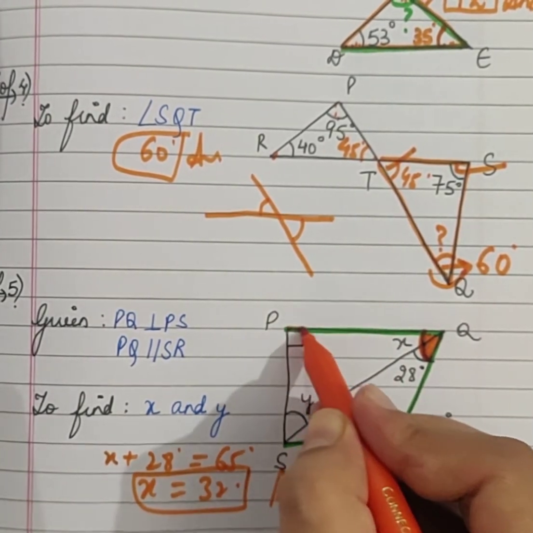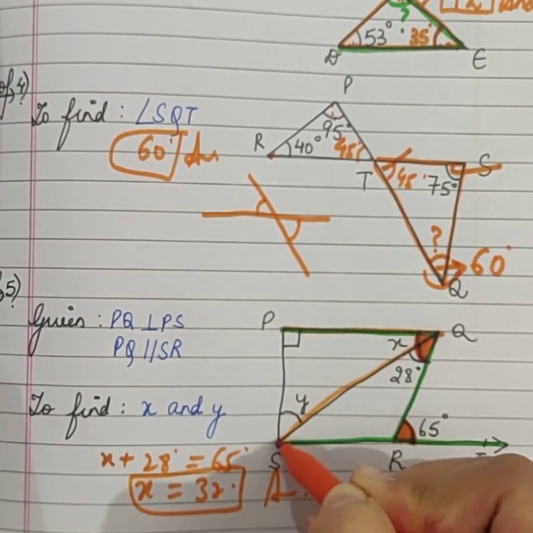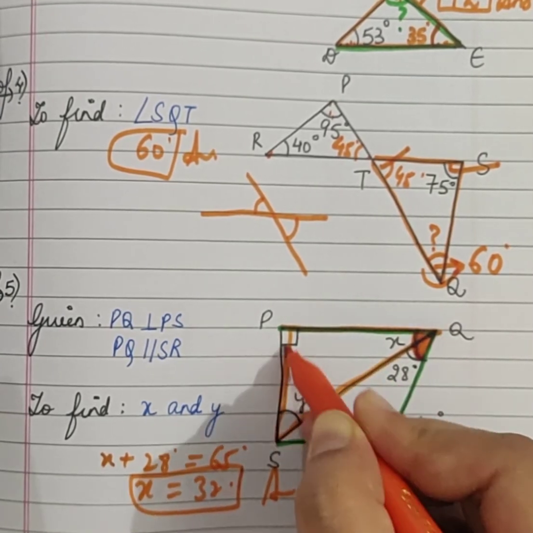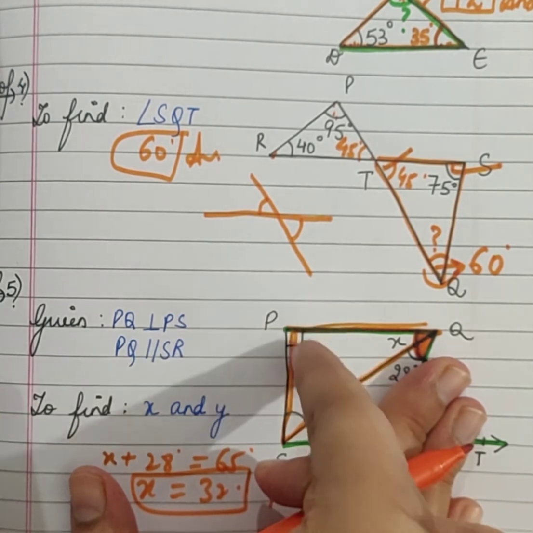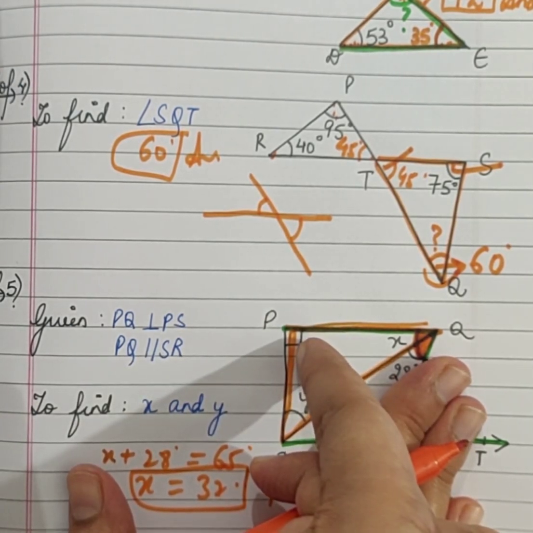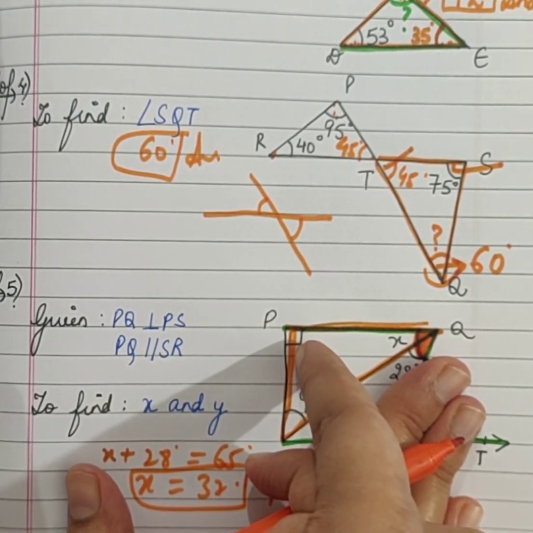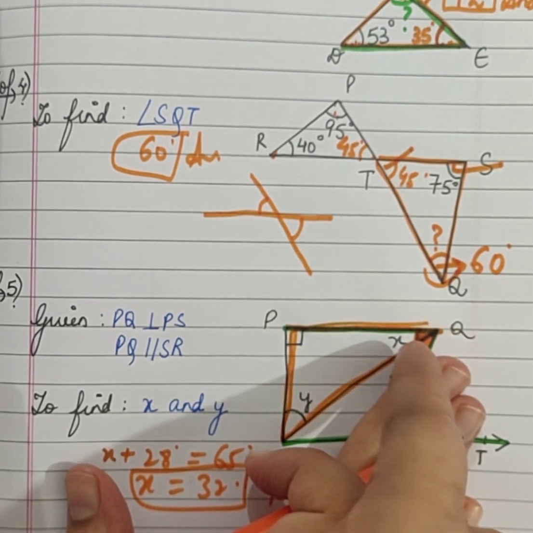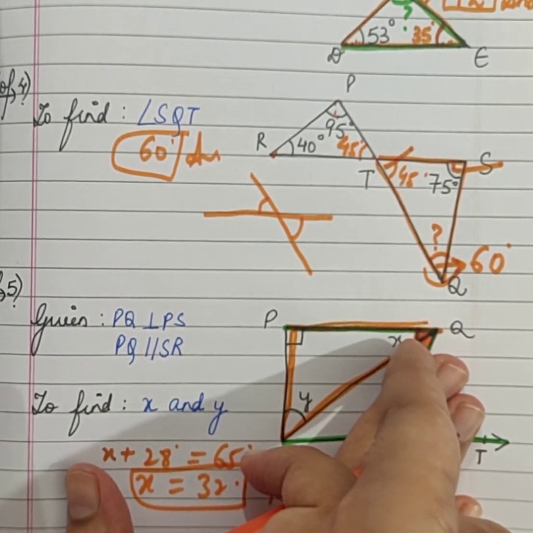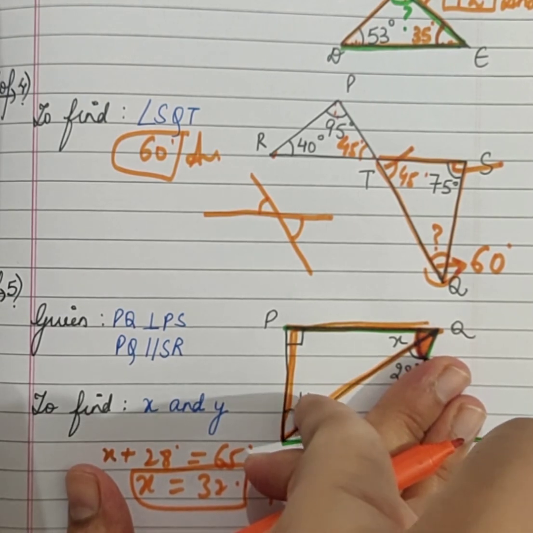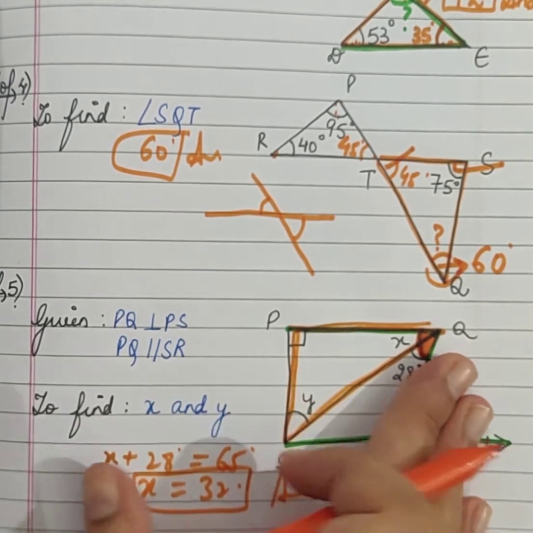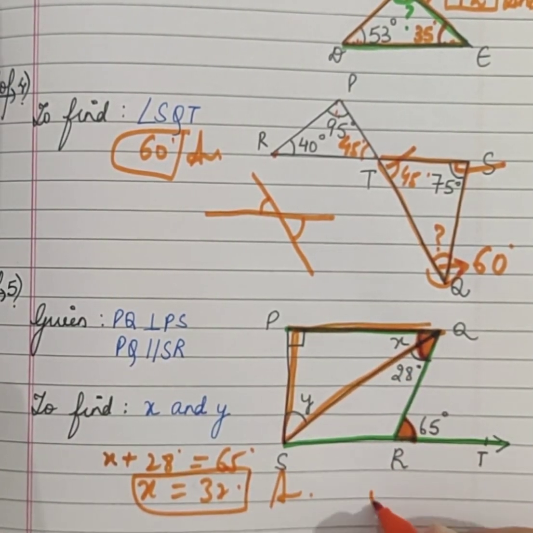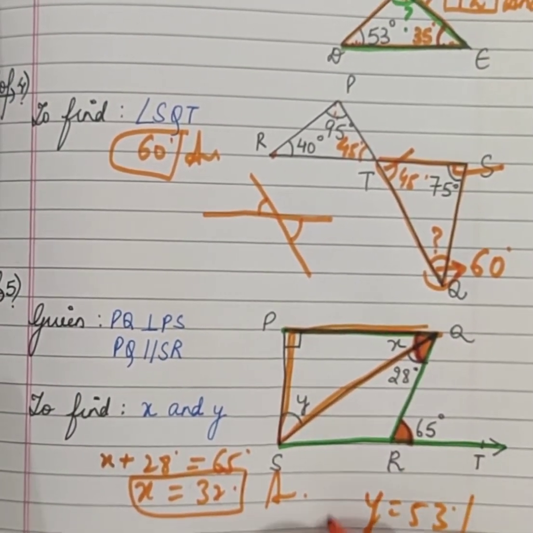Now if I consider this triangle PQS, just look at this triangle PQS. In this triangle, x plus y plus 90 degrees will be equal to 180 degrees. Angle sum property of a triangle. We know the value of x. It is 32 degrees. Angle y is to be found, plus this is 90. So from here we can easily find the value of angle y, and angle y will be equal to 53 degrees. So these are the two answers.